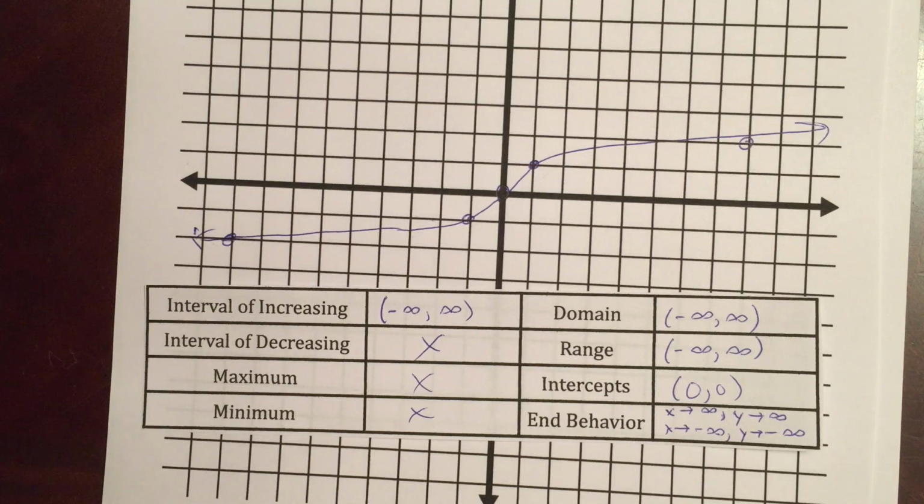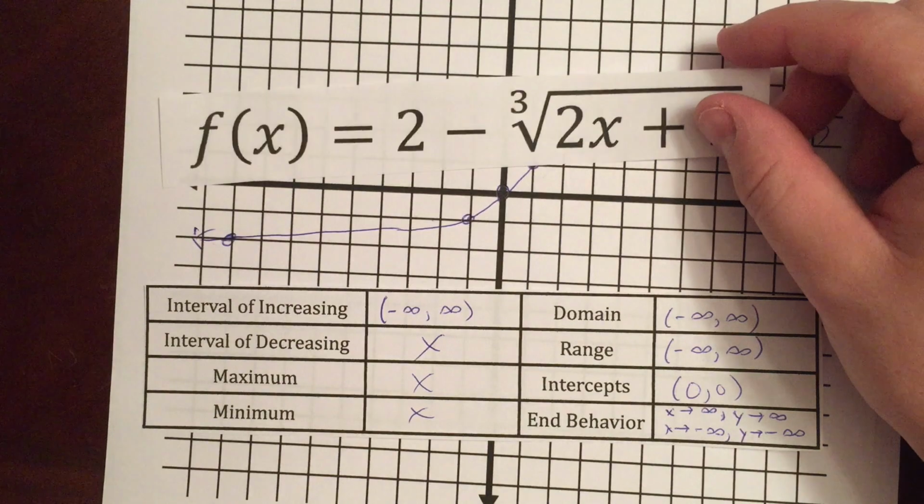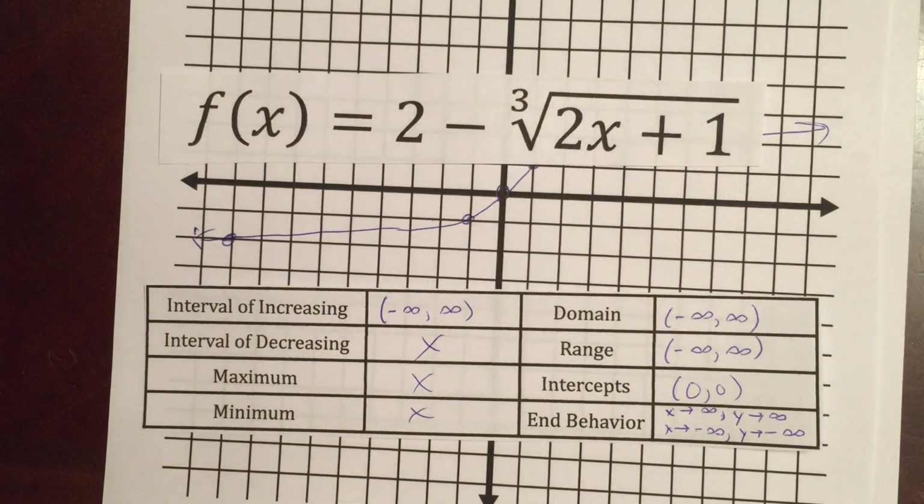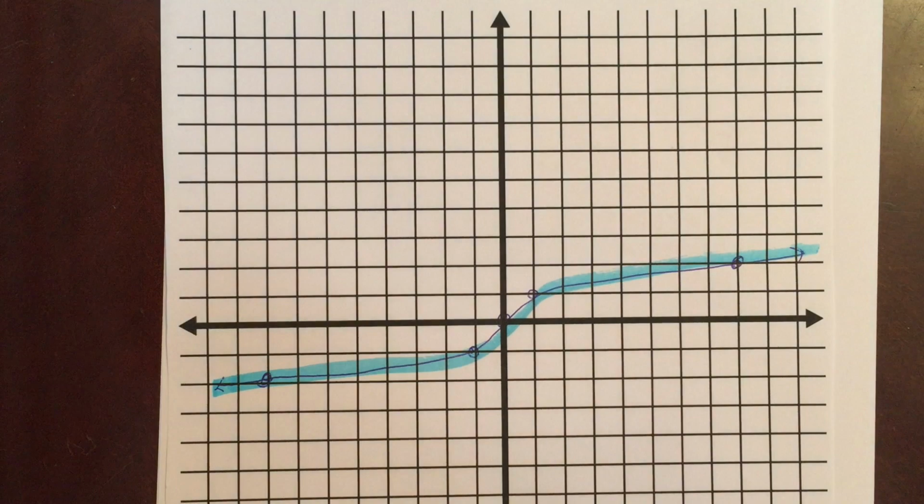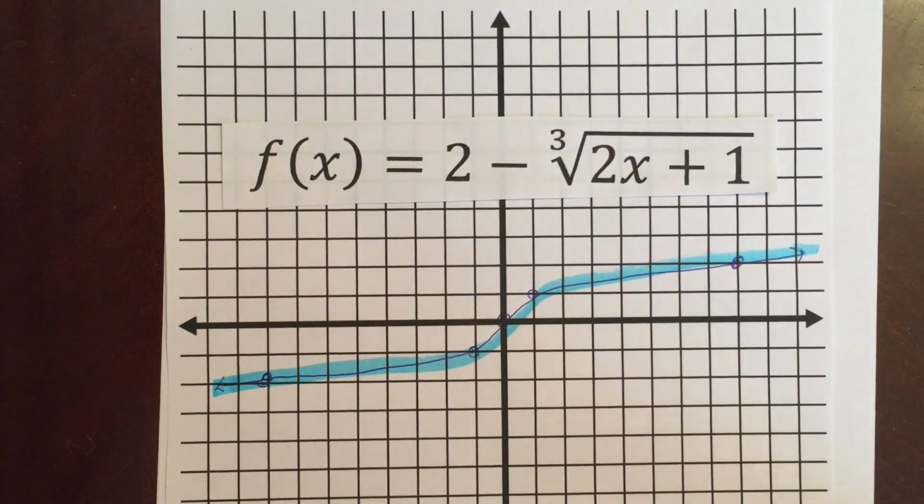We're going to use these, and we're going to create a transformation from this parent function of the cube root function. We're going to take it step by step. First, we're going to do the table version, and then we're going to look at the geometric version on the graph. All right, we're going to look at the transformation here from the parent function. f of x equals 2 minus the cube root of 2x plus 1.